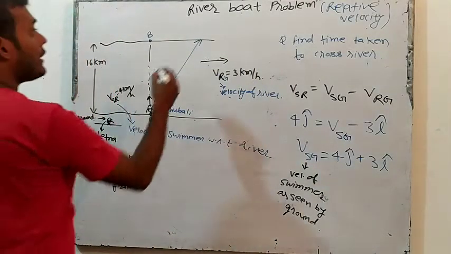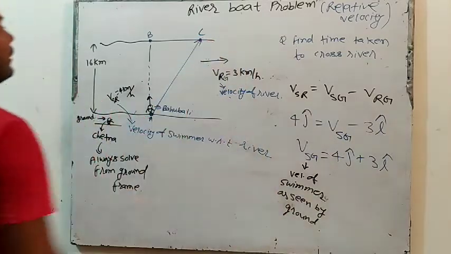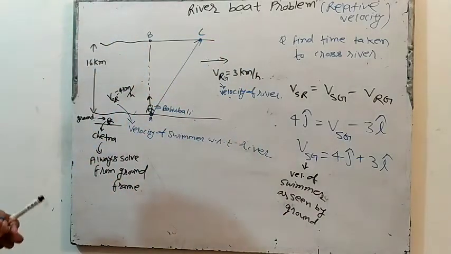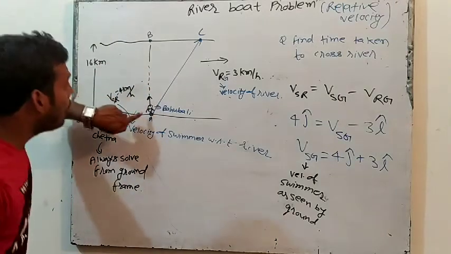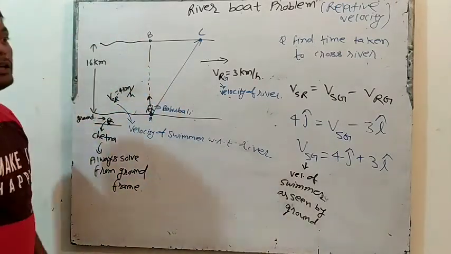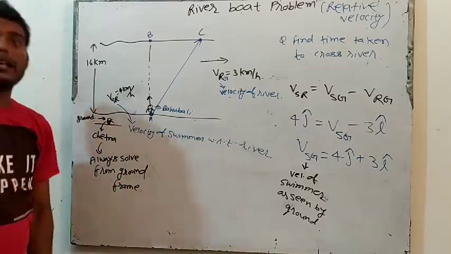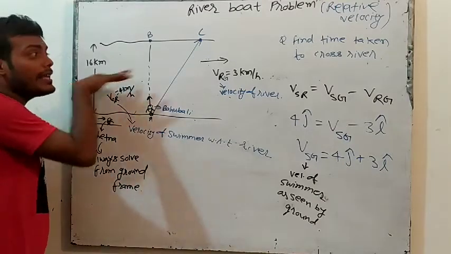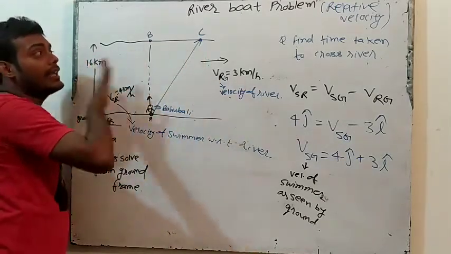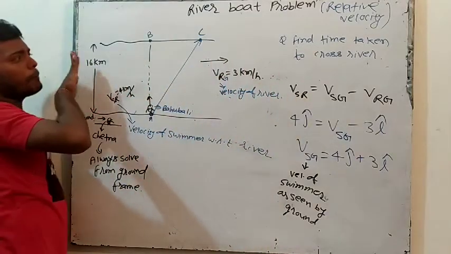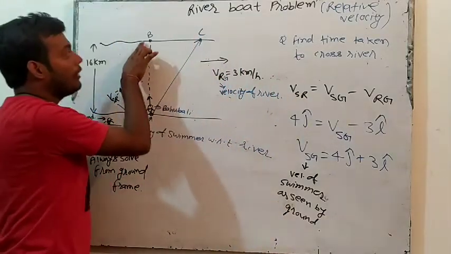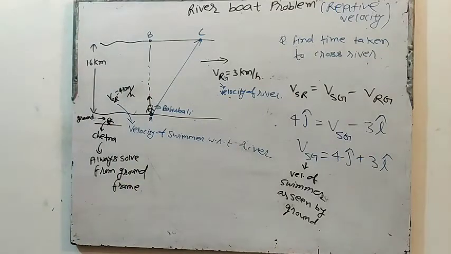Let's say that Bahubali will reach at this point. क्या Bahubali यहाँ पे आएगा? No. Bahubali will not go at point B. Why? Because when Bahubali is trying to go at point B, Bahubali is trying his best to go at point B, but river is also pushing Bahubali now, and river is flowing in this direction. So river will push Bahubali. So Bahubali will come at some point C.